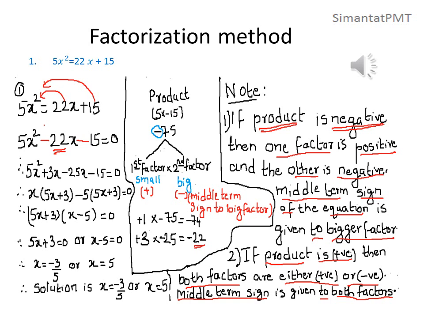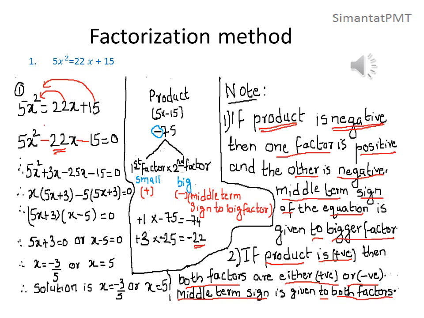Let us start finding the factors. Start with 1. 1 into 75 is 75. Now, one factor is positive and the other is negative. Middle term sign is negative, which goes to the bigger factor. So, it will be plus 1 into minus 75. You apply the addition rules, we get 1 minus 75 equal to minus 74. Do we need that as the middle term? No. Therefore, we move on to the next factors.